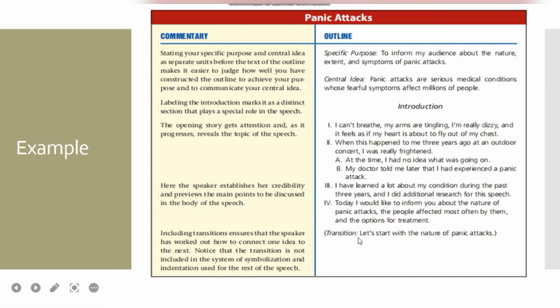And also you have to make the transition here, which is to bridge the information from the introduction and the next information. Jadi transition ini menjembatani antara ide yang pertama dan yang berikutnya. Ide di introduction, the speech.